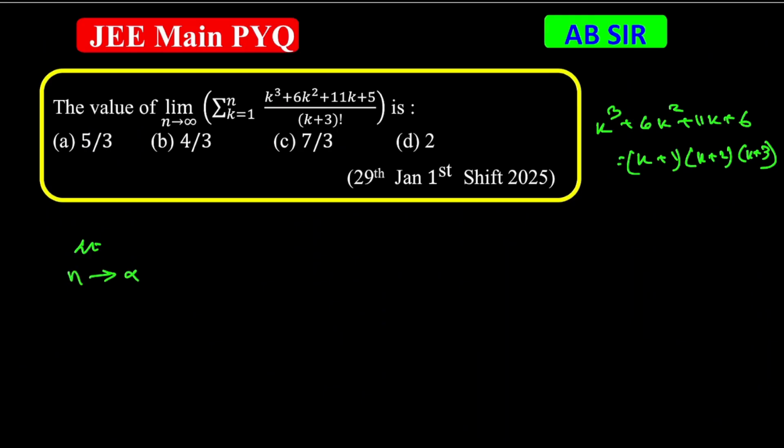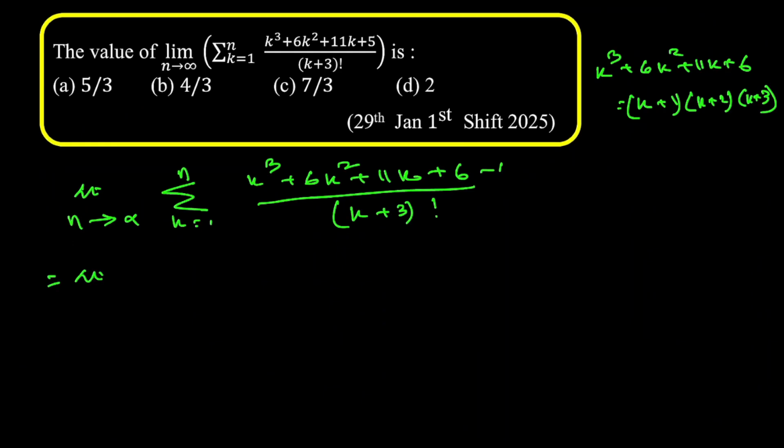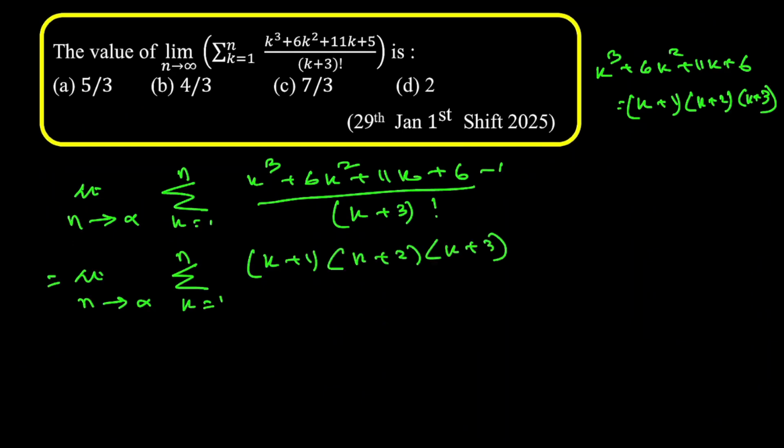So in this case, summation of k equal to 1 to n, that is k cube plus 6k square plus 11k plus 6 minus 1, because the first 4 terms will give you k plus 1 into k plus 2 into k plus 3. So I am writing here. Now I am separating. Limit n tends to infinity, summation of k equal to 1 to n, k plus 1 into k plus 2 into k plus 3, minus 1 by k plus 3 factorial.